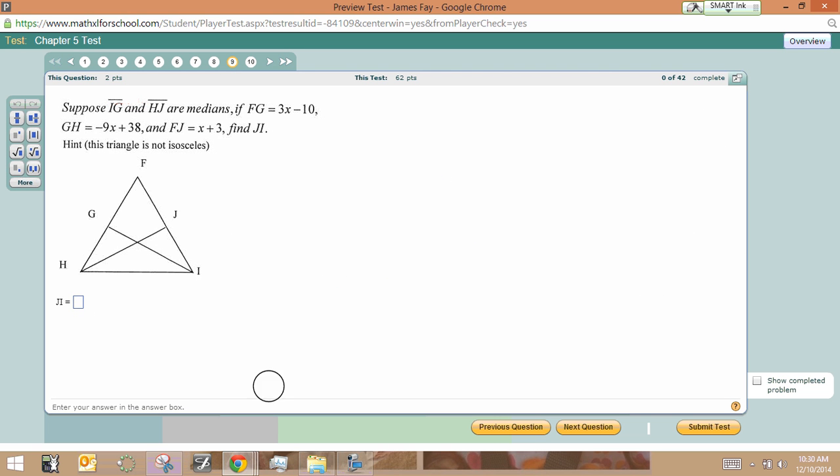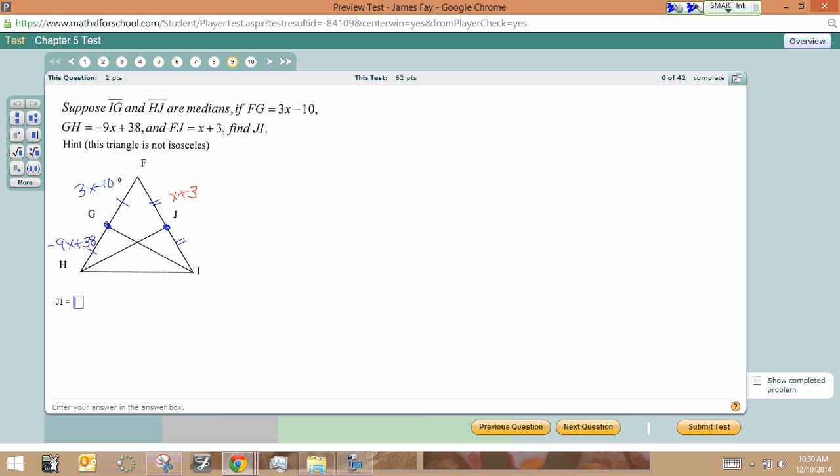This question is playing off the idea of knowing what medians are. It says IG, HJ are medians, so if they're medians, that and that have to be midpoints. They're telling me that FG is 3x minus 10. They tell me that GH is negative 9x plus 38. And they tell me FJ is x plus 3.